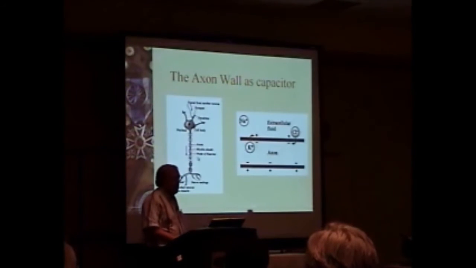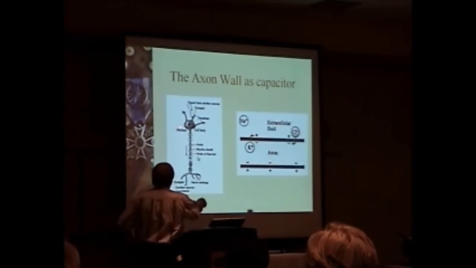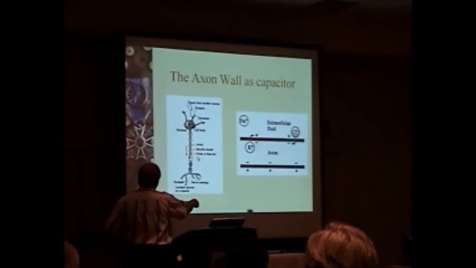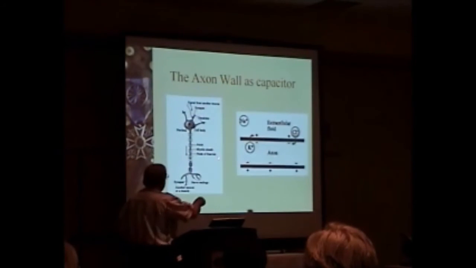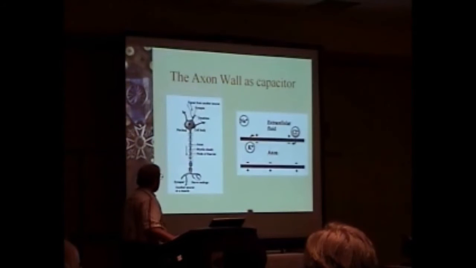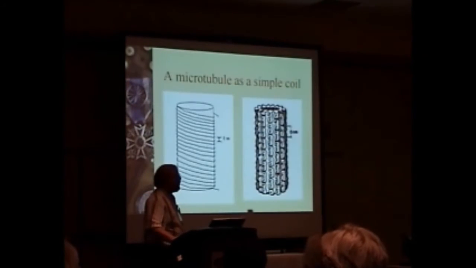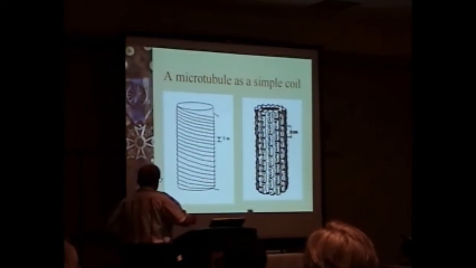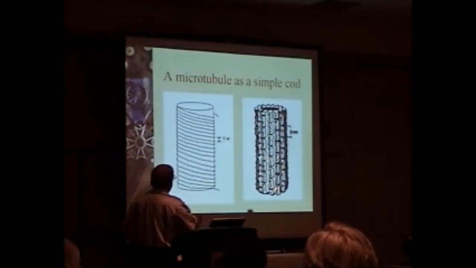We have a neuron on the left. Here's your basic neuron. Here's the axon. If you look at the side view of the axon, these are the walls of the axon, and you have sodium, potassium, and chlorine ions. As signals travel up and down the axon, you have capacitance in the axon walls. But inside the axon you have microtubules. This is a model of a microtubule. These are little tubulin molecules making up the cylinder.